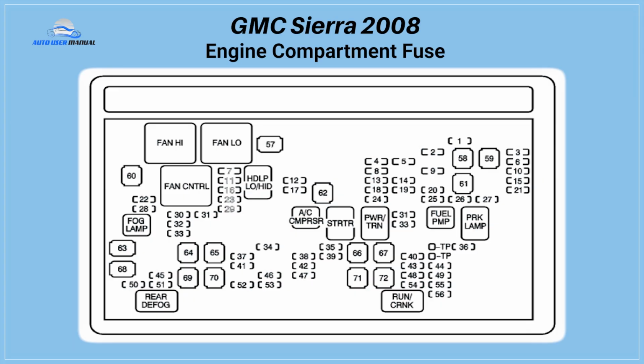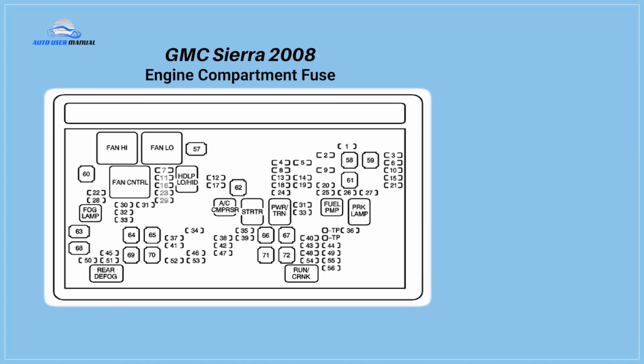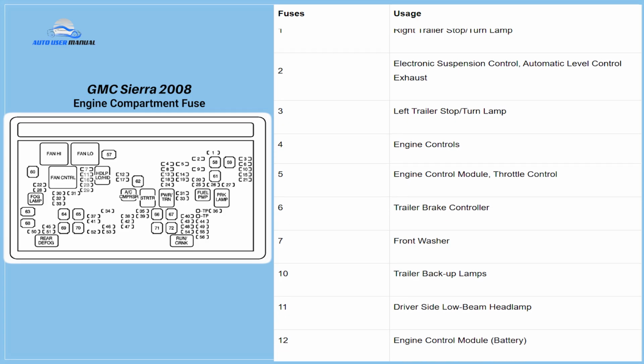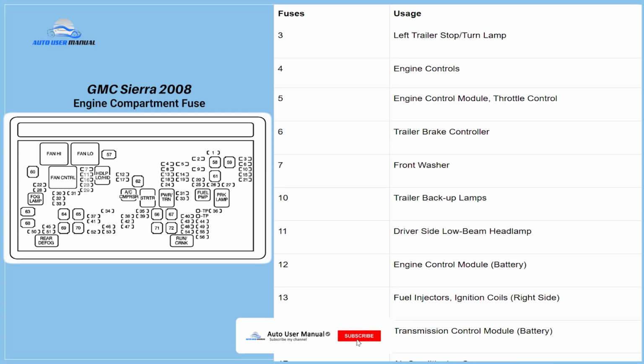The engine compartment fuse box in the 2008 GMC Sierra distributes and protects power for major systems, including the ECM, ABS, cooling fans, lighting, fuel system, and transmission circuits.